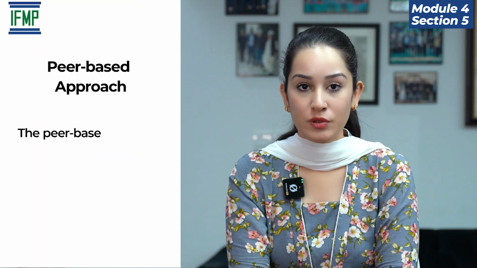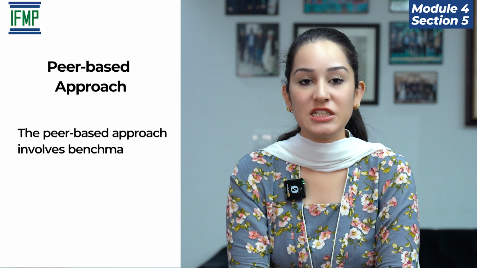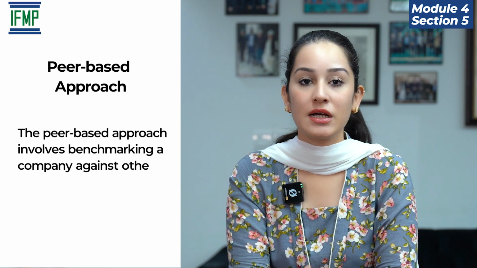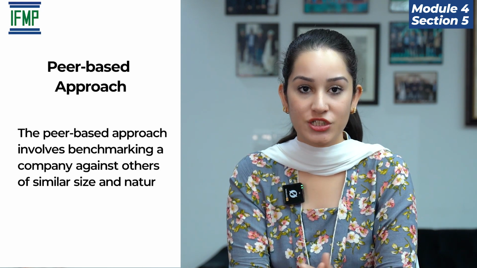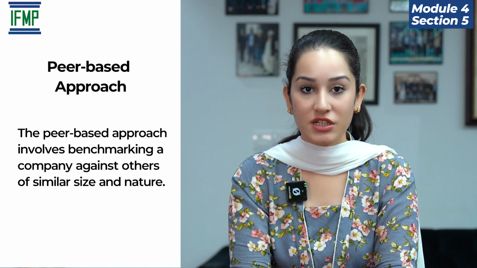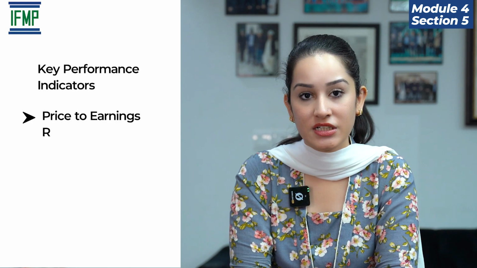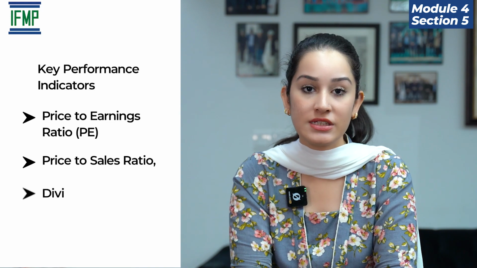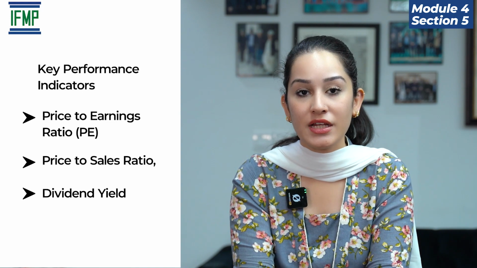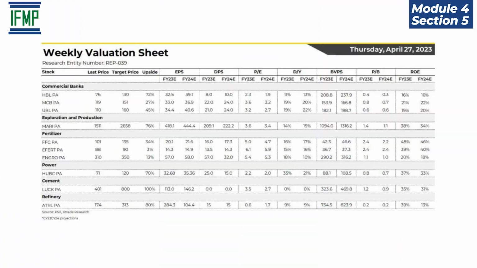The peer-based approach of valuing a company involves benchmarking a business against other similar companies of the same size and nature. It is also called the ratio method because it uses key performance indicators such as the price-to-earnings ratio, price-to-sales ratio, dividend yield, and more to help evaluate the value of a business. If the businesses are extremely similar, then a superior business should have a higher value compared to its peers. Here is an example of what a typical evaluation sheet would look like.